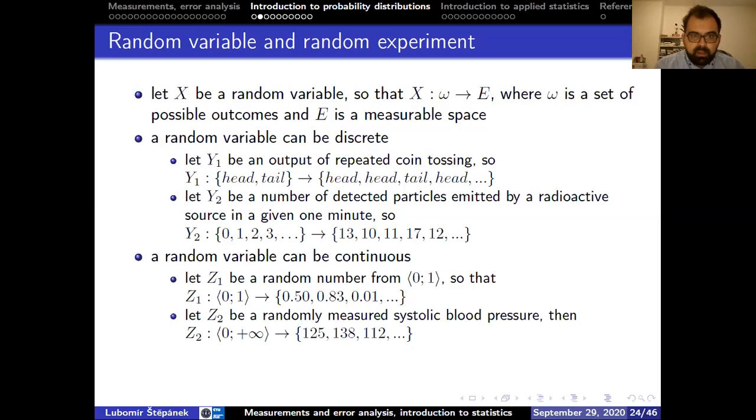Well, the next discrete random variable is the number of detected particles emitted by a radioactive source in a given 1 minute. This is something pretty close to one of the tasks in the laboratories you are going to measure and work on. So we know that the possible outcomes could be zero particles, one particle, two particles, or just the number of hits could be a positive integer or zero.